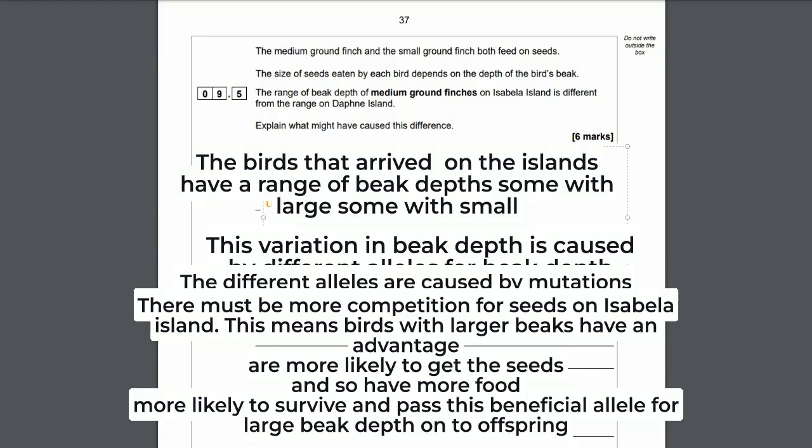There must be competition for seeds on Isabella Island, which means that the birds with the bigger beak depth have got an advantage and can get to the seeds more easily. Therefore, they have a bigger food supply, more energy, more likely to survive and pass that beneficial allele on to their offspring. And then over many generations, we end up seeing that the birds on that island all have a high beak depth.